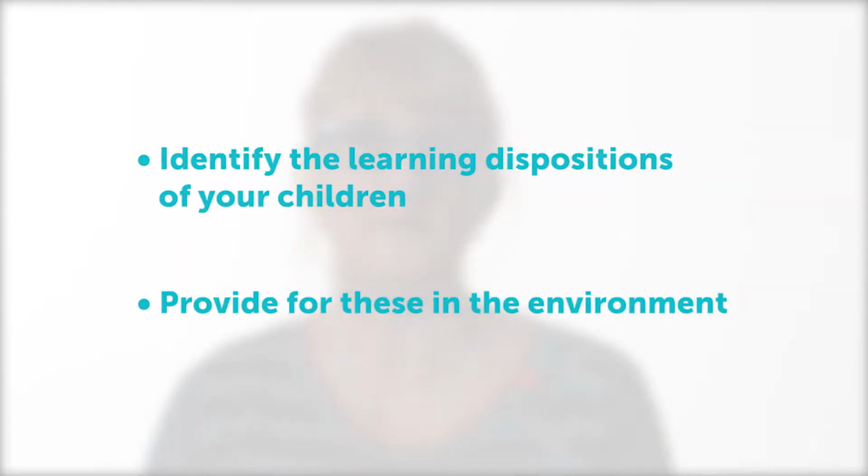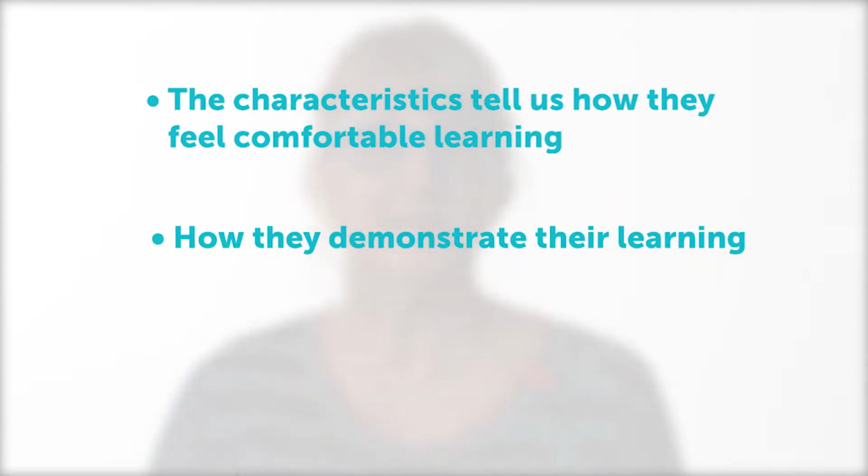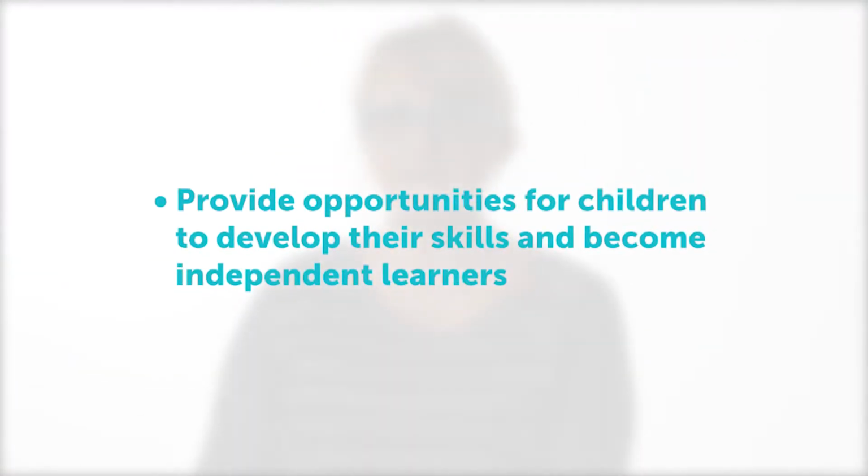What this actually means is, though, that we identify the learning dispositions of the children and we provide for them within the environment. The opportunities that we put for the children, the resourcing, and all the activities we make available both inside and out will allow us to let the children demonstrate how they feel comfortable learning, what kind of things they use when they're learning, and what kinds of things they can develop and how they develop their thinking. This is all about you providing the opportunities for them to develop learning, embed skills and become independent learners.